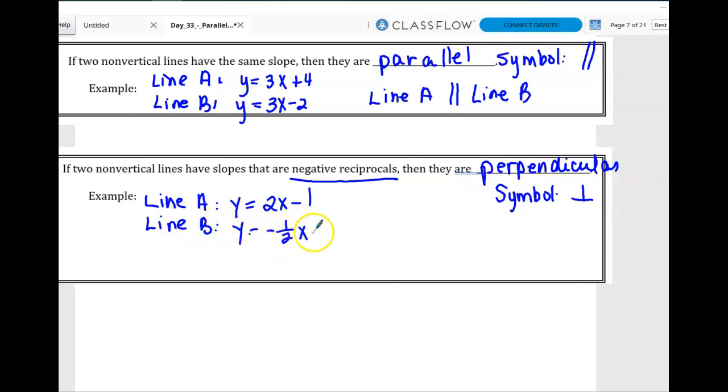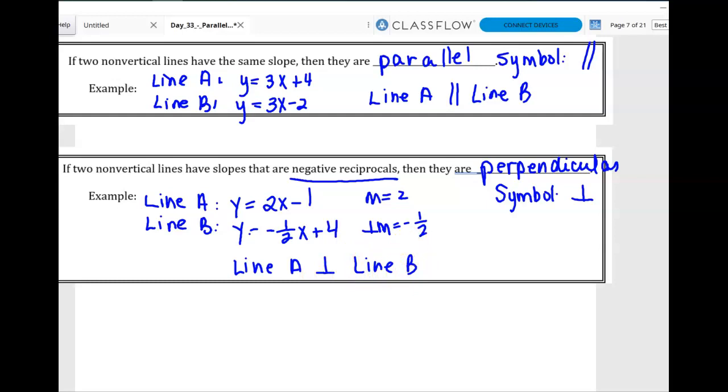-1/2 x plus 4. Notice the slopes: the first one, the slope is 2, and the second one, the perpendicular slope, is actually -1/2. Notice they're opposite reciprocals. So we can say that line A is perpendicular to line B.